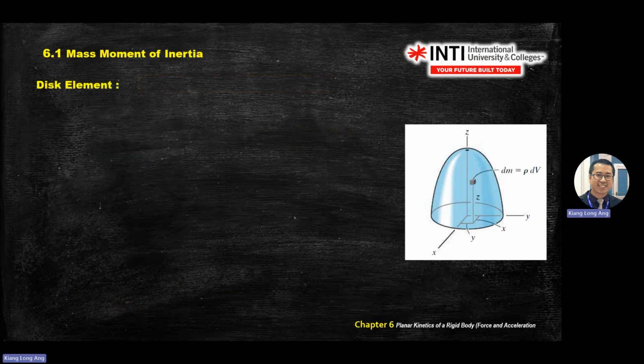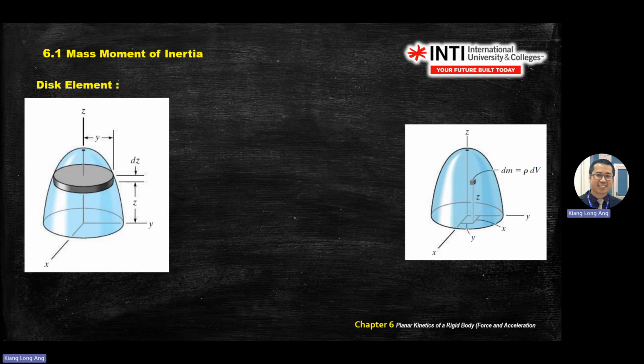Okay, the second method to find volume is to use this element. Just now was the shell. This is the change of dz.